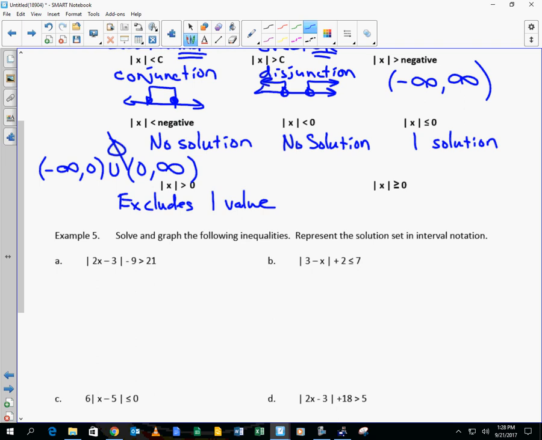And then this one, greater than or equal to 0. All the time, right?